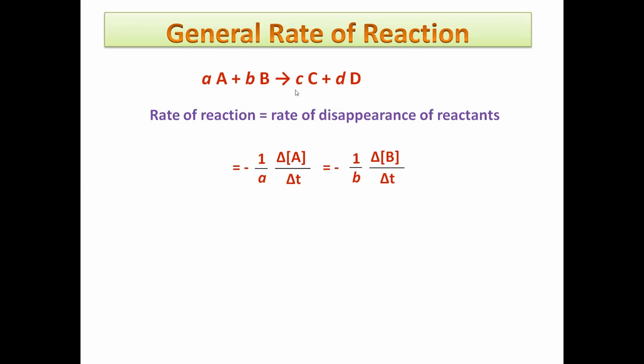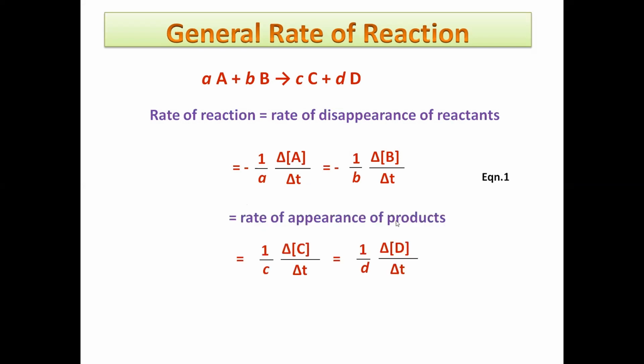Now if I want to write a rate of reaction in terms of a product concentration, can I just write it down in this manner? Rate of appearance of a product, so we have to take the reciprocal of the stoichiometric coefficient: 1 by c, and then the change in the concentration of C upon the change in time. Similarly, for the D component, you can write 1 by d, and the change in the concentration of D upon whatever the time interval is for the given reaction. So for any given reaction, the ultimate rate of reaction can be written in terms of the reactant concentration as well as in terms of a product concentration.